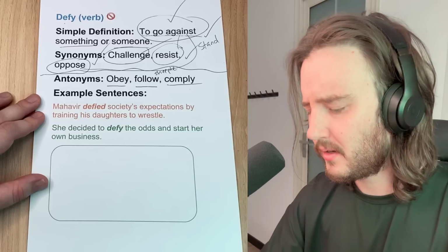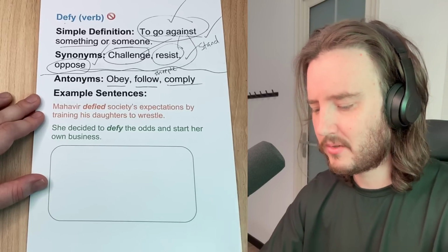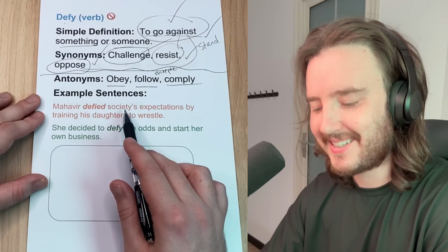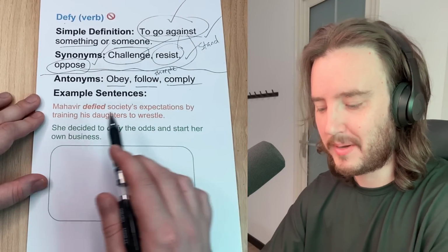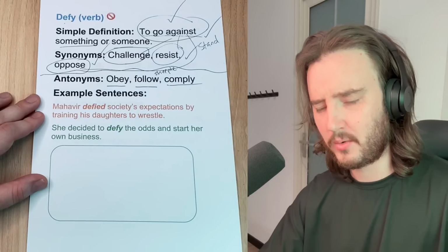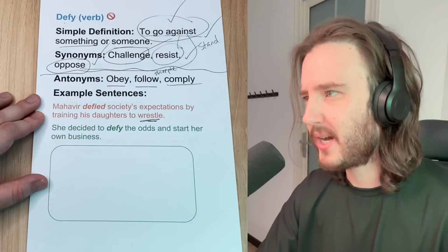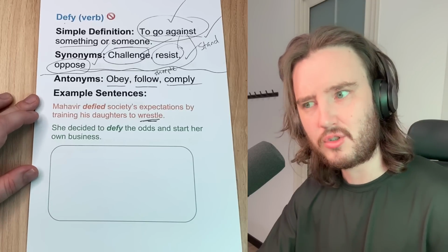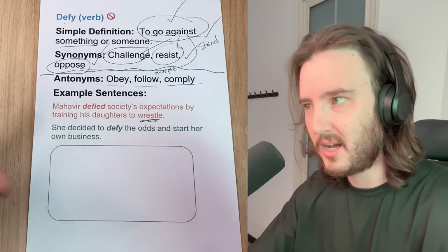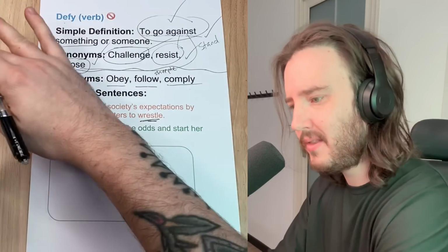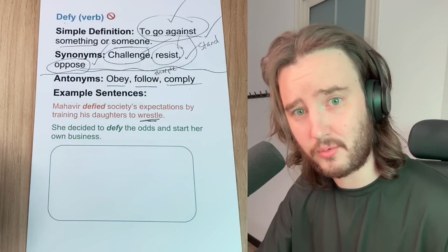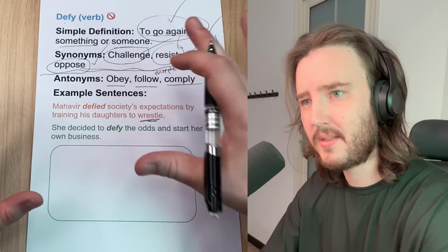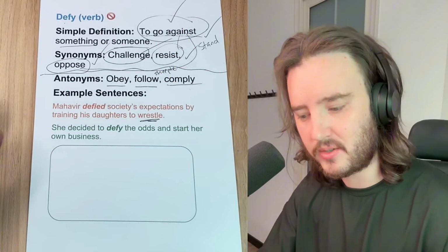So let's take a look at the two example sentences. Orange, from the story: Mahavir defied society's expectations by training his daughters to wrestle. Okay, now maybe we should talk about wrestling. Do you guys know what wrestling is? It's a combat sport, right? So two people are struggling against each other. They want to pin the other person down on the ground, right? If you can flip the other person or slam them or pin them down on the ground, then you get some points, okay?